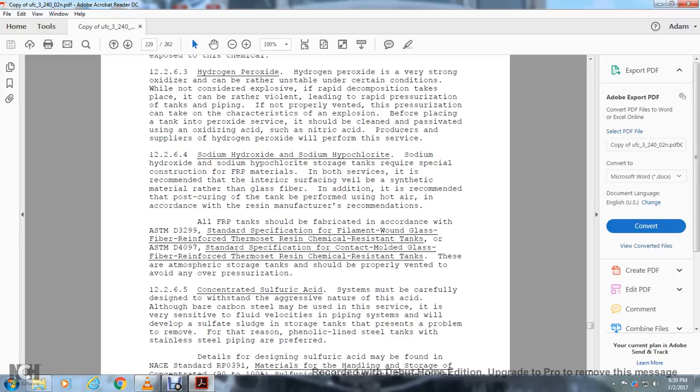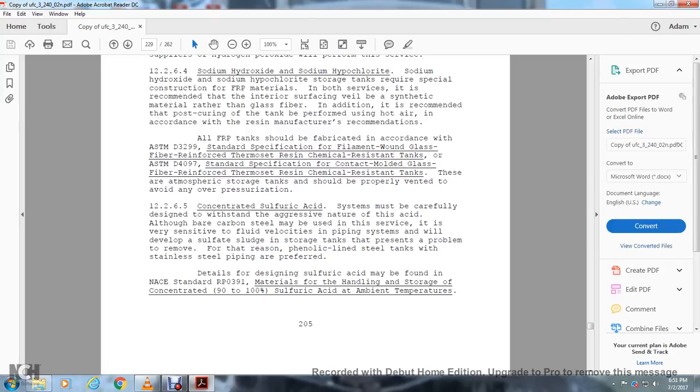All FRP tanks should be fabricated in accordance with ASTM D3299, the standard specification for filament-wound glass fiber reinforced thermoset resin chemical-resistant tanks, or ASTM D4097, the standard specification for contact-molded glass fiber reinforced thermoset resin chemical-resistant tanks. These atmospheric storage tanks should be properly vented to avoid any over-pressurization.